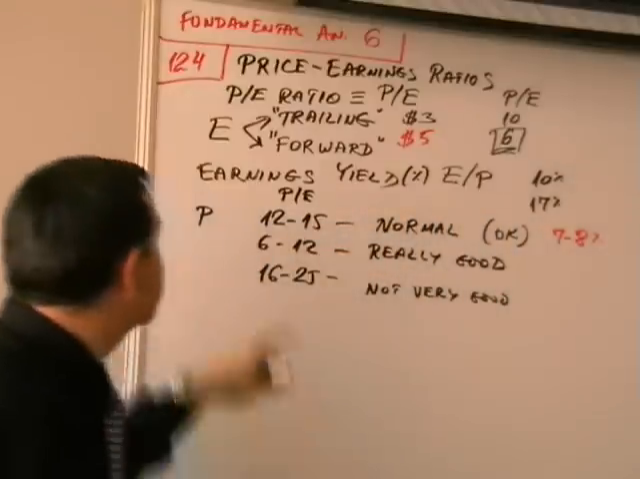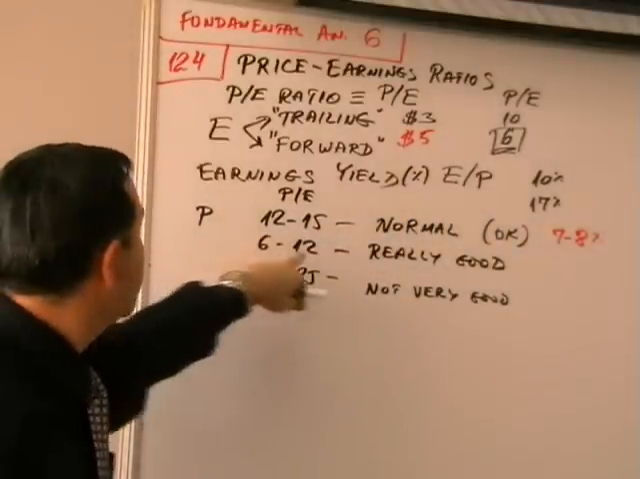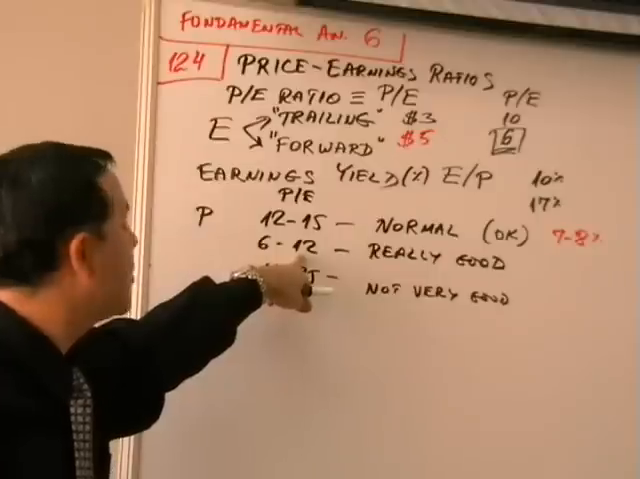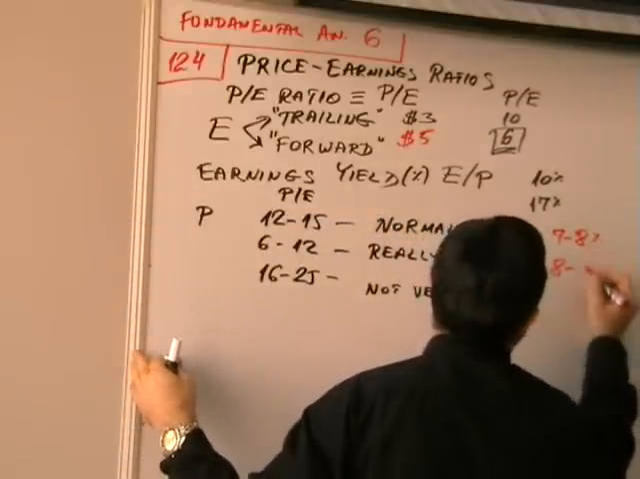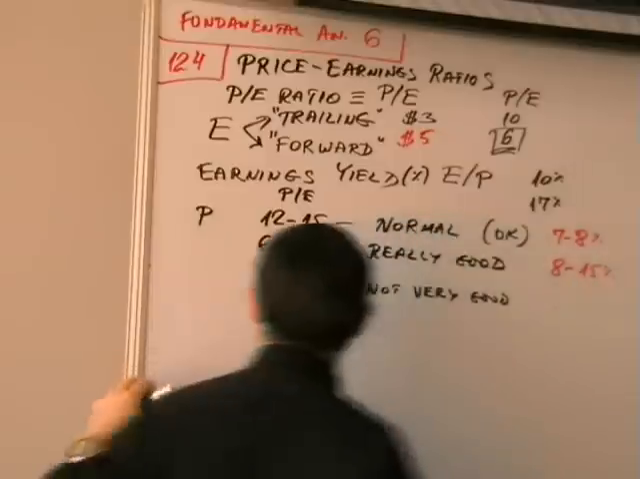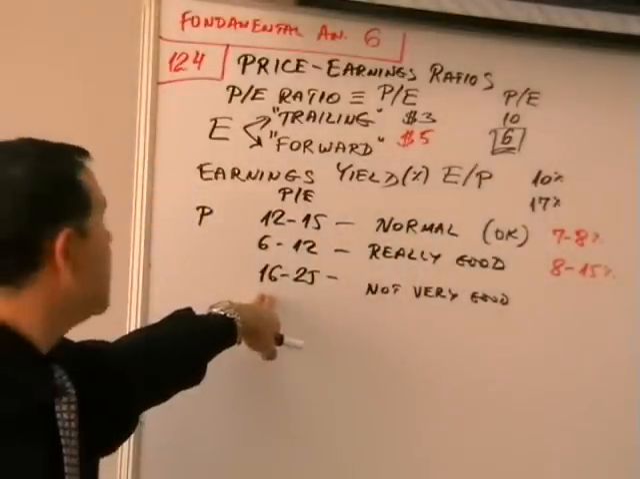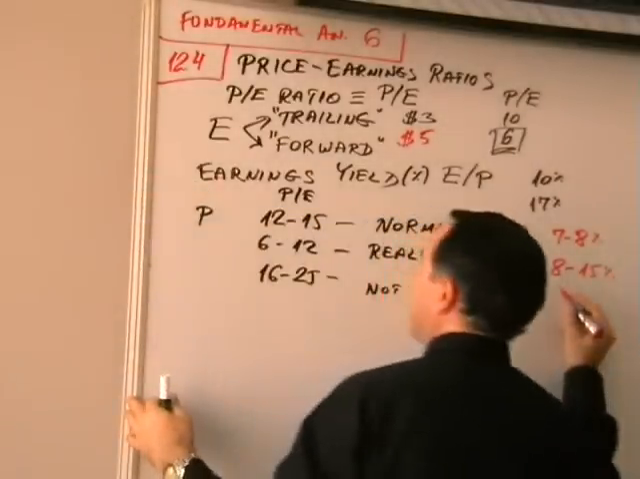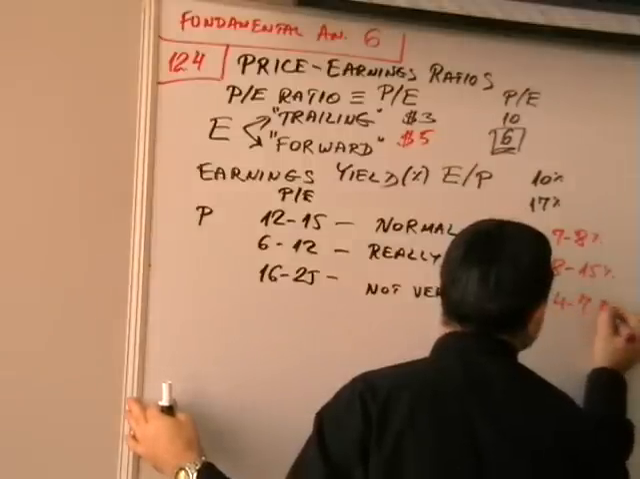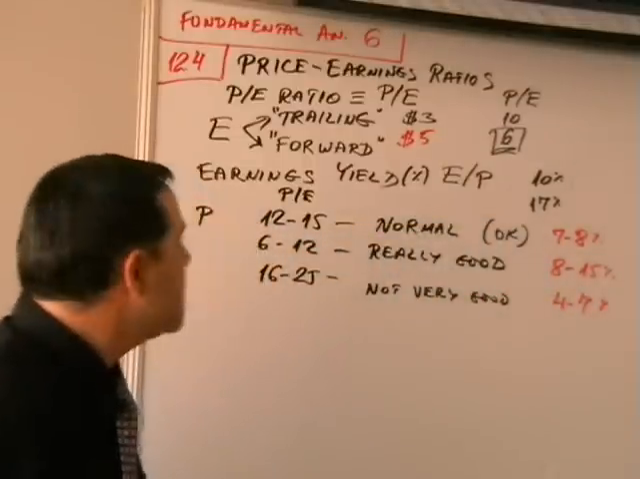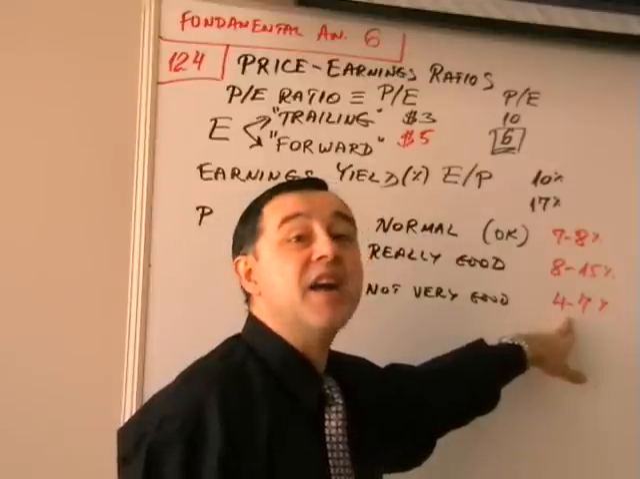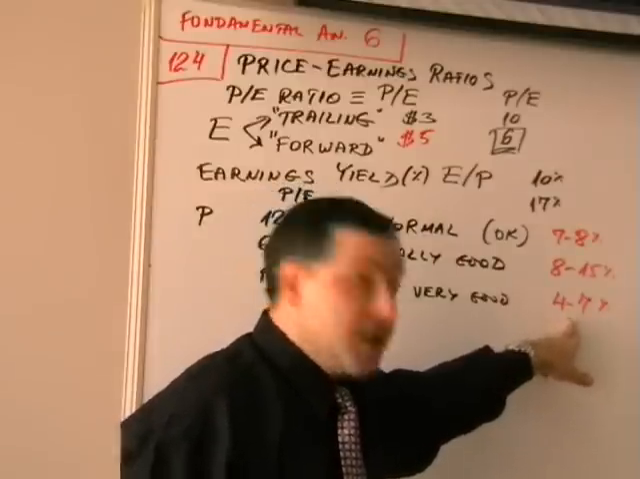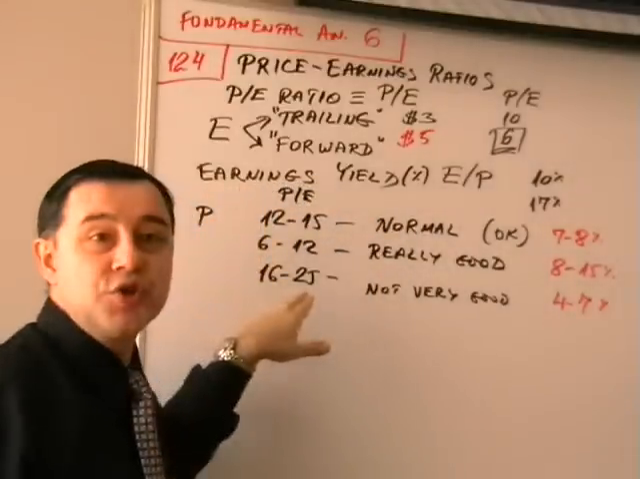7-8%, alright? This is 7-8%. Really good is if you're getting about 8-12, 8-14. Alright? 8-15% is really good. And over here, you're getting about 4-7%. So here's the point. If your stock is going to be yielding 5%, that is the price earnings ratio is 20, right?